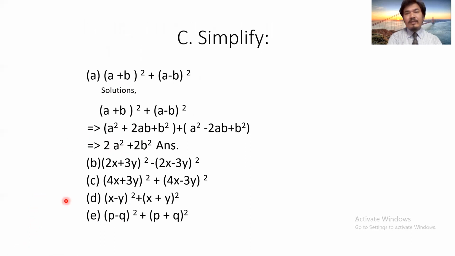Okay, now in this question, we have to simplify. In this expression, all the terms are given in the form of squares only. Look here, the question is simplify: a plus b whole square plus a minus b whole square. After writing the solution, write the question again. Then we know that a plus b whole square means a square plus 2ab plus b square, and put it in a bracket.